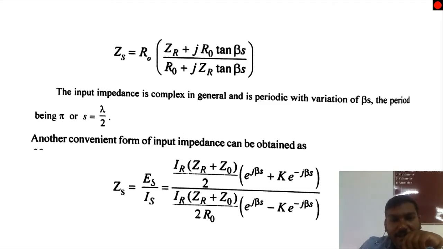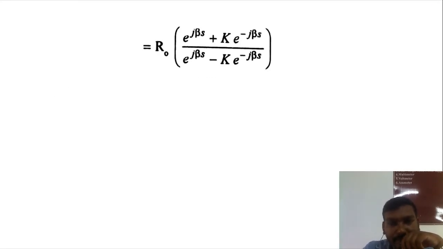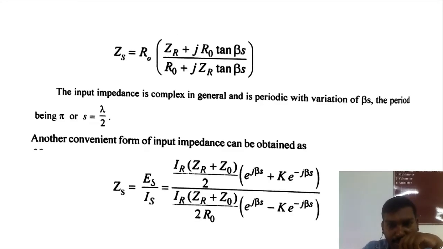This is another format. We have already derived one equation for Zs, and this is another format. We are going to take this equation from the general solution of the transmission line, but the previous equation was taken from physical significance. And here also you have to do the same simplification.